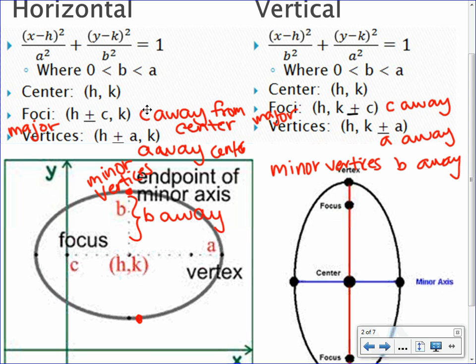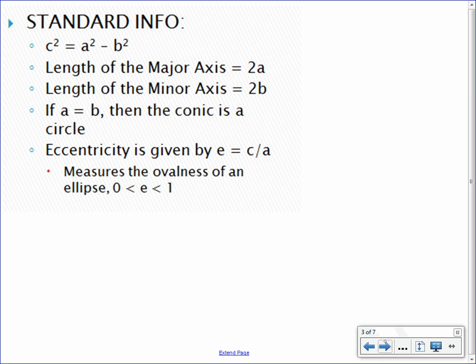But if you've completed the square, you have your (x minus h) squared and your (y minus k) squared. If it's not equal to 1, you divide both sides by that number to make it equal 1. Does that make sense for now? Okay. Let's talk about c. c squared is a squared minus b squared. Let's talk about that.